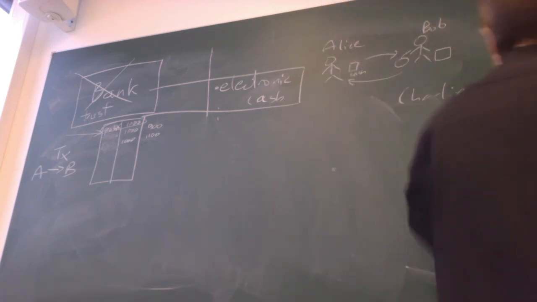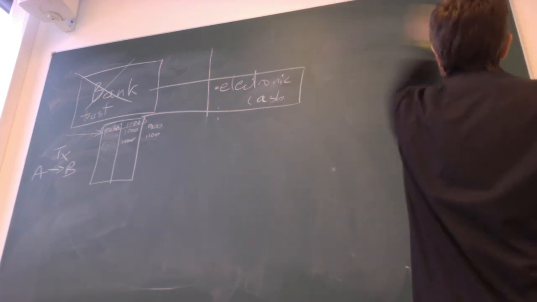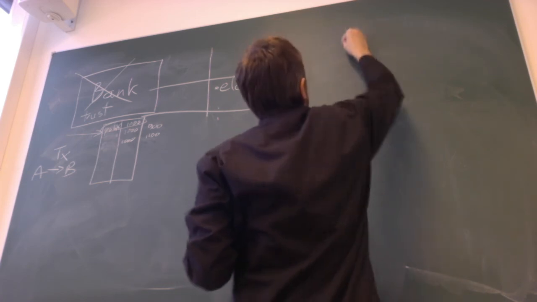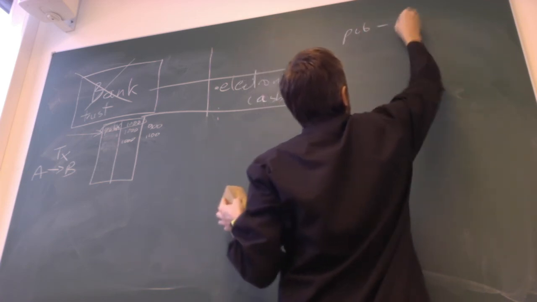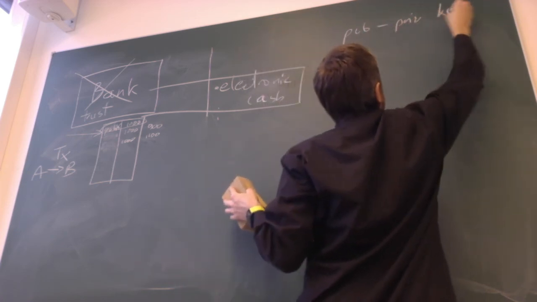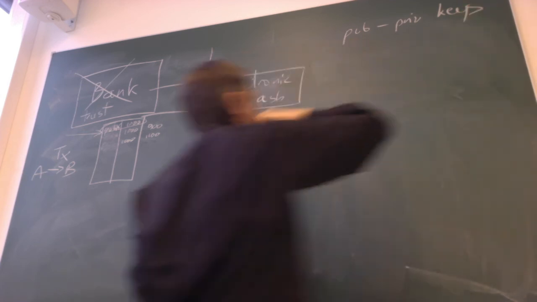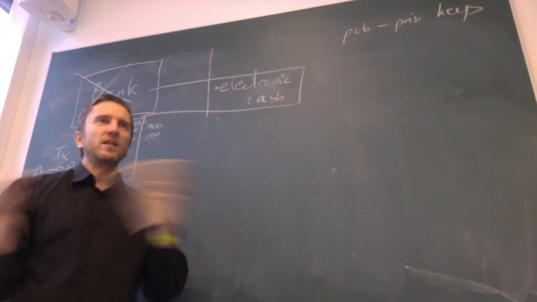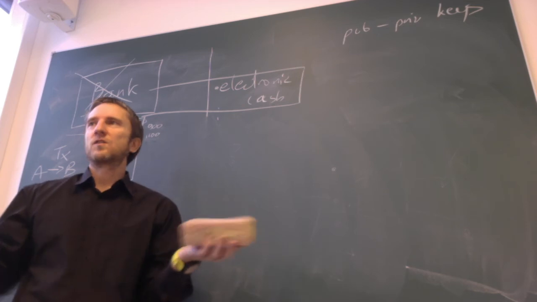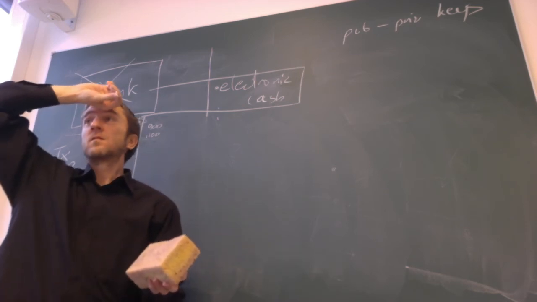So first, we have the concept of public-private key cryptography. Public-private key. So we have symmetric and asymmetric encryption systems. What's the difference?